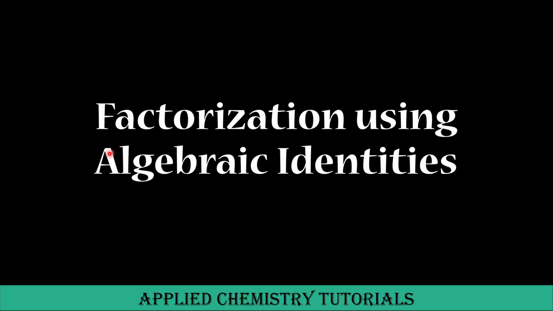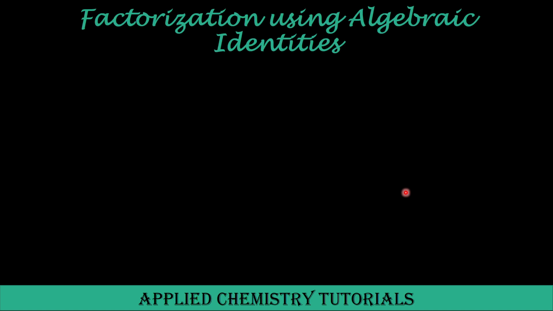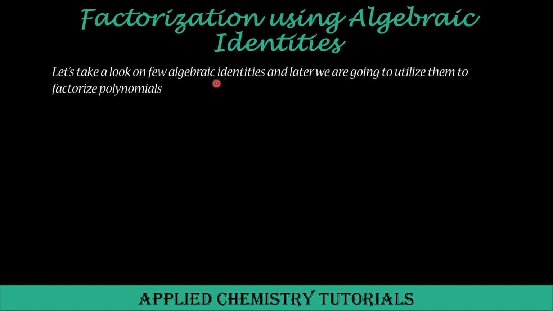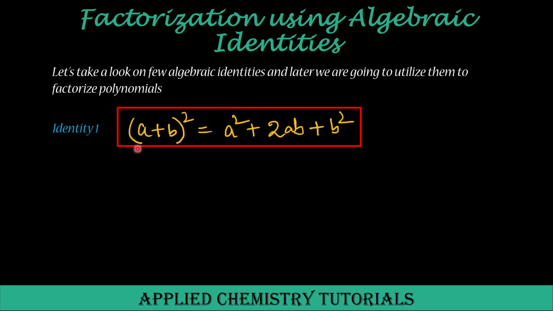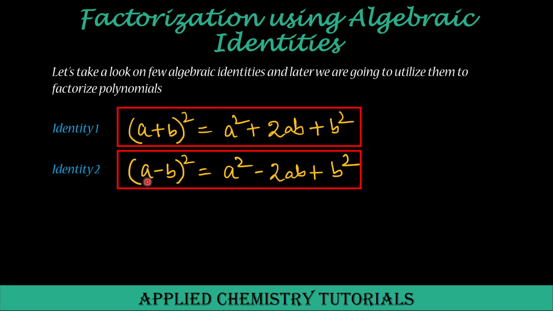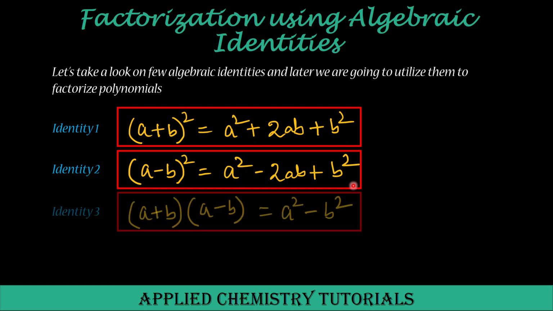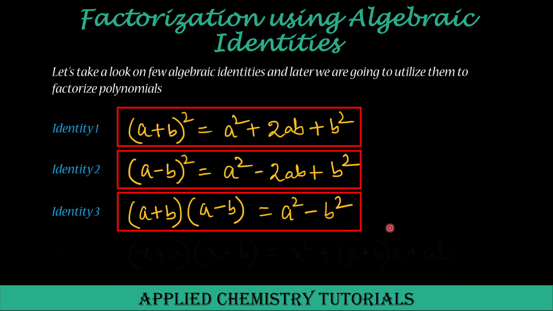So today we are going to discuss factorization using algebraic identities. Let's take a look at a few algebraic identities and later we are going to utilize them to factorize polynomials. Identity 1: (a + b)² = a² + 2ab + b². Identity 2: (a − b)² = a² − 2ab + b². Identity 3: (a + b)(a − b) = a² − b².